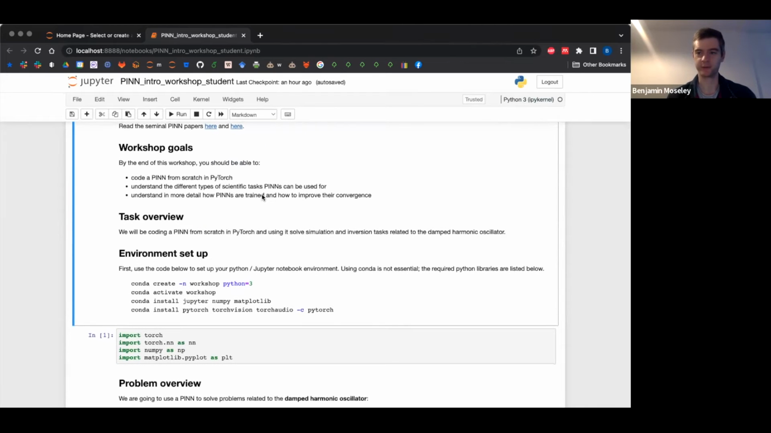So we've got a couple of goals with this task. The biggest one is that we want to be able to learn how to code a PINN from scratch. Then we want to understand a bit more how we can adapt the PINN to different scientific tasks. So can we do simulation? Can we do inversion? We'll cover both of those in this example. And then if we get time, we'll try and figure out how to improve the PINN's convergence. There are many tricks that you can use to improve how PINNs work, and how this example scales to higher frequency oscillations as well. That's an interesting question.